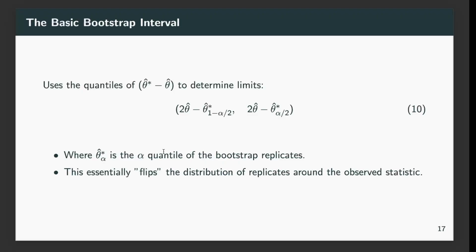The basic interval does not have to assume normality, but it does assume that the distribution of theta hat star minus theta hat is a good approximation to the distribution of theta hat minus theta. When the distribution is skewed, or when there is bias, it can perform quite poorly.